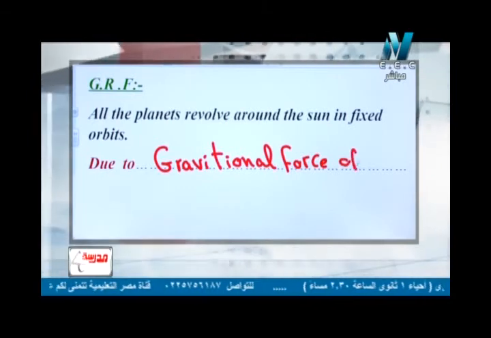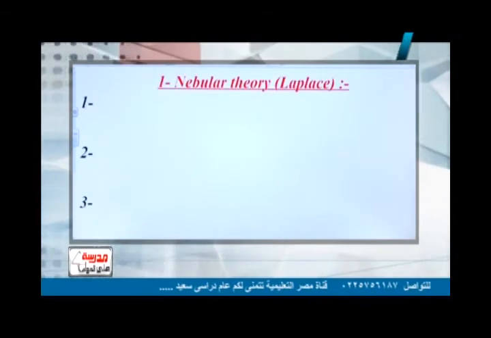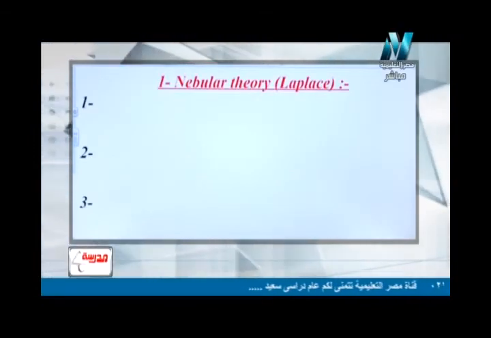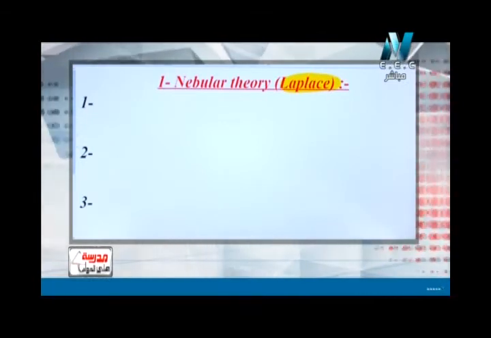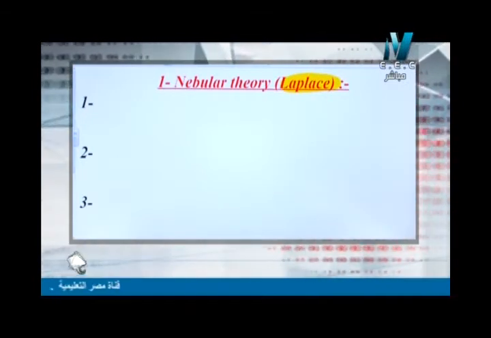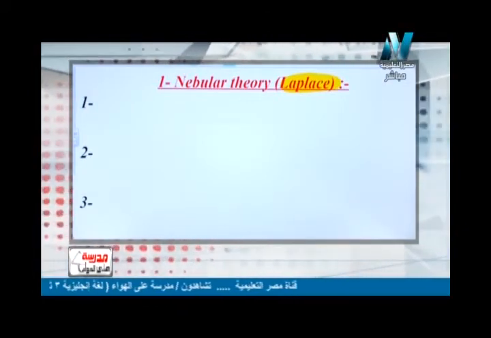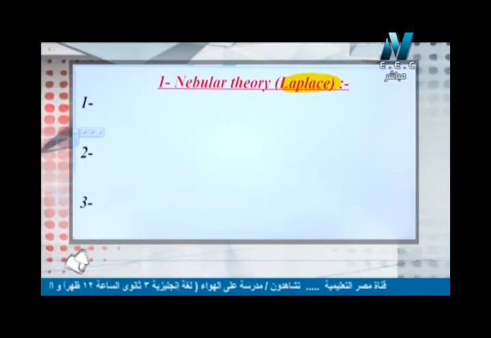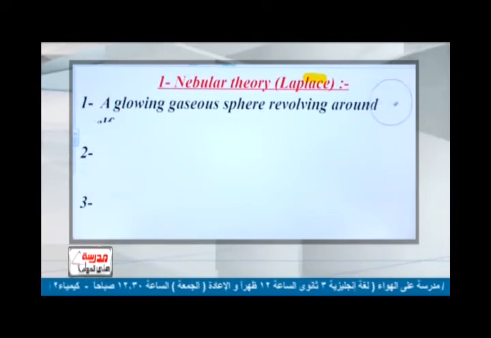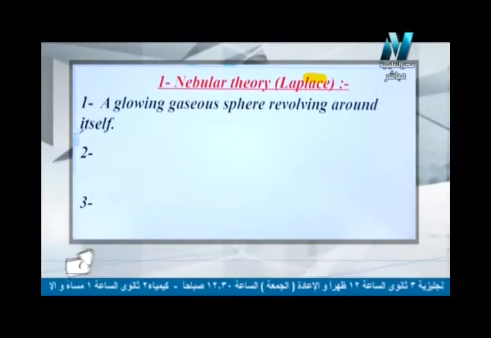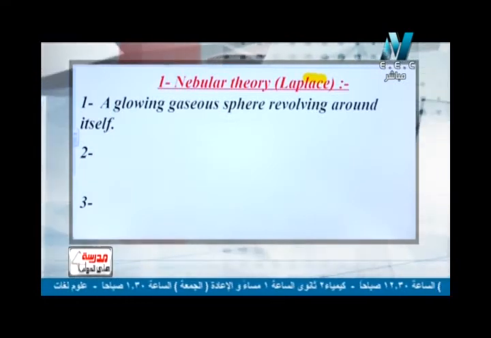Next one is the nebular theory, by Laplace. This is the first theory that tries to explain the formation, or the origin, of the solar system. We must remember the nebular theory by Laplace because they may ask about the scientist's name. First, he said there was a glowing gaseous sphere revolving around itself, rotating with very high speed.